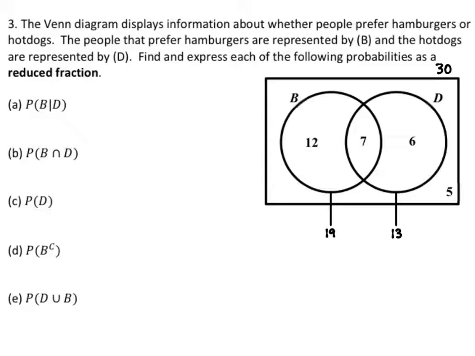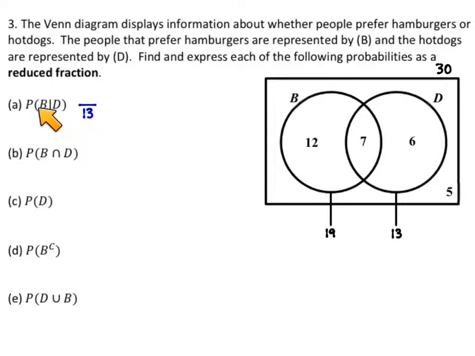In A, it says, what is the probability that you get B given that you have D? In other words, this is a conditional probability. The line here means if. Okay? So the second thing is our denominator, and the first thing is the part of B that's inside the denominator. So when we set this up, we're going to put it over 13 because we're narrowing our focus down to just the hot dogs. If I look within just the hot dogs, there are a total of 13 hot dogs. So that is my sample space.